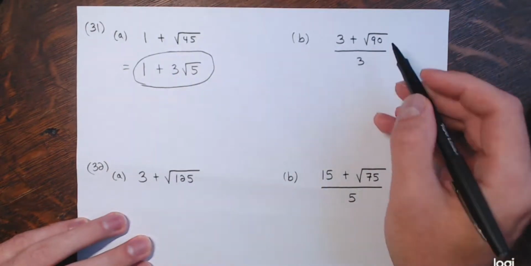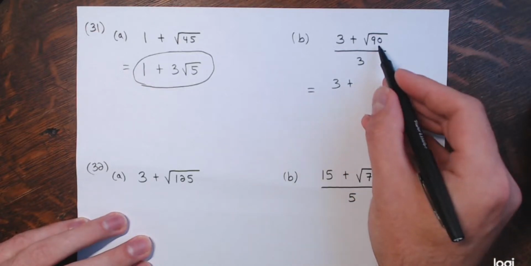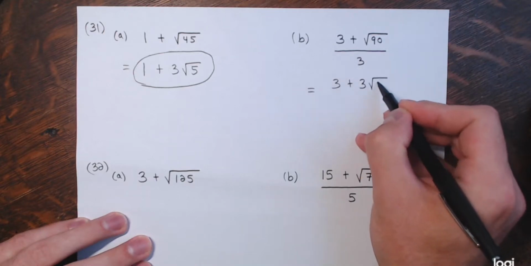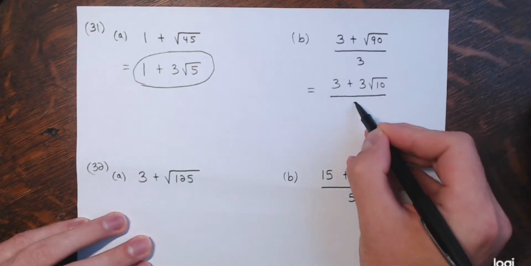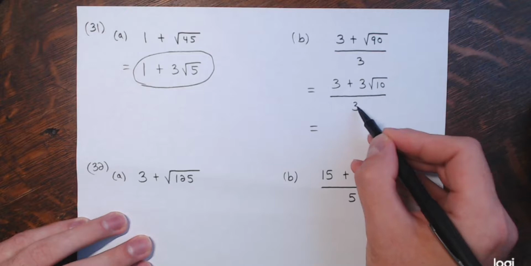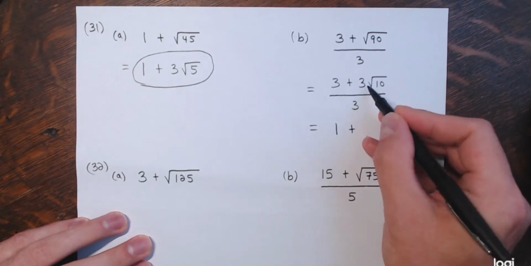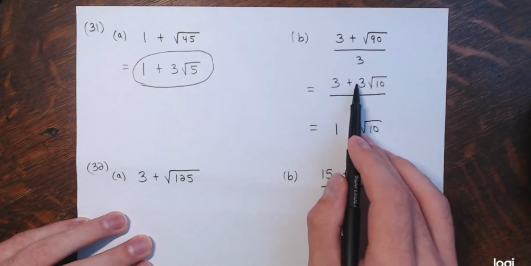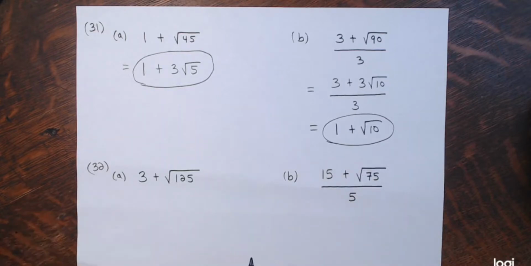Here, got 3 plus the square root of 90. 90 is 9 times 10. Square root of 9 is 3. So it's 3 times the square root of 10, using the product rule. And then divided by 3. And then when I divide each of these terms by 3, 3 divided by 3 is 1 plus, and then when I divide the second term by 3, the 3's cancel, you got square root of 10. Or you could have factored 3 out and canceled the 3's. Either way, it's 1 plus the square root of 10 when you're done.